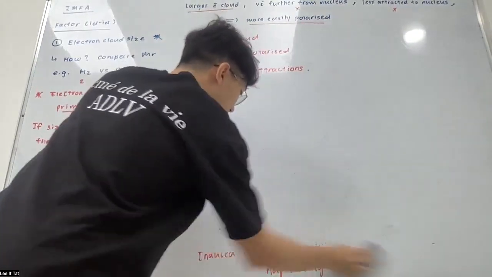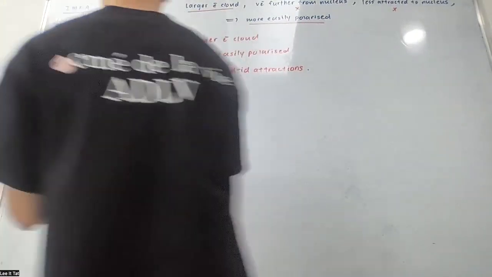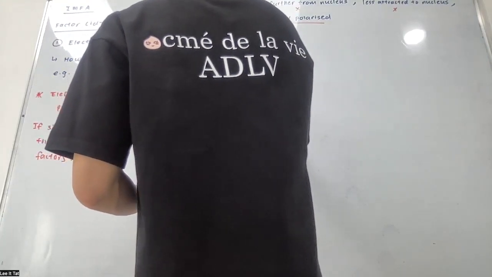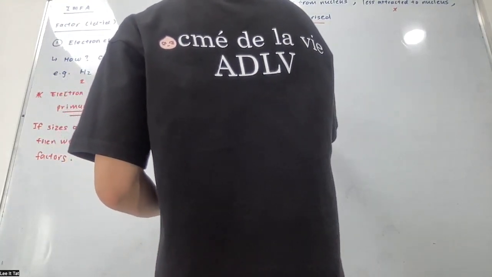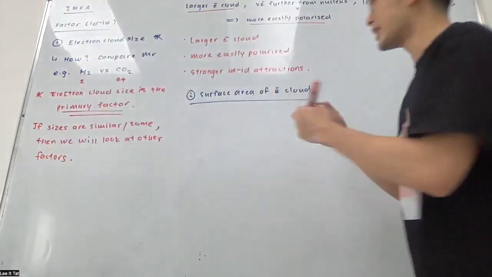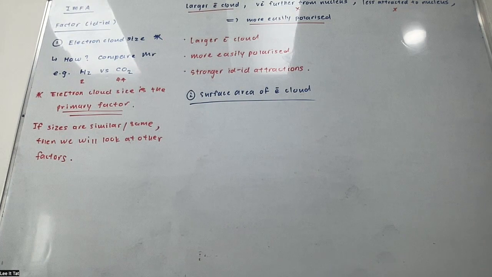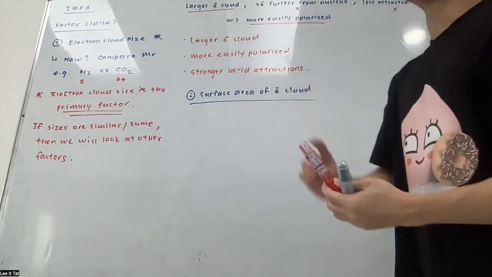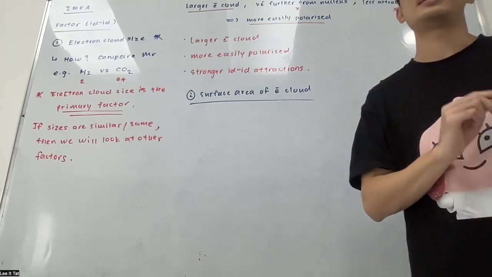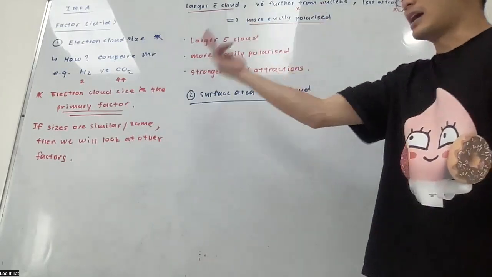Okay, so instead of the size, we can also look at this thing called surface area. The surface area of the electron cloud also allows us to check who is stronger or weaker. Again, when do you compare surface area? Anytime you want? Only when what? When the sizes are similar.